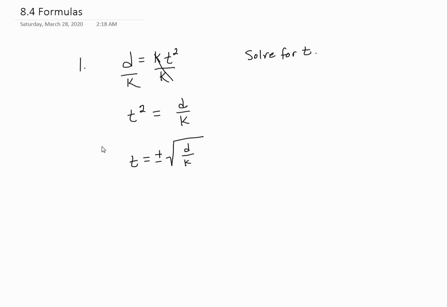Now, that seems like a perfectly fine answer, but my math lab wants you to rationalize the denominator. So what we're going to have to do is use our rules of radicals, and we're going to break this up into the square root of d divided by the square root of k, and rationalize my denominator, multiply numerator and denominator by square root of k. And that will give me t equals positive or negative the square root of dk divided by k.